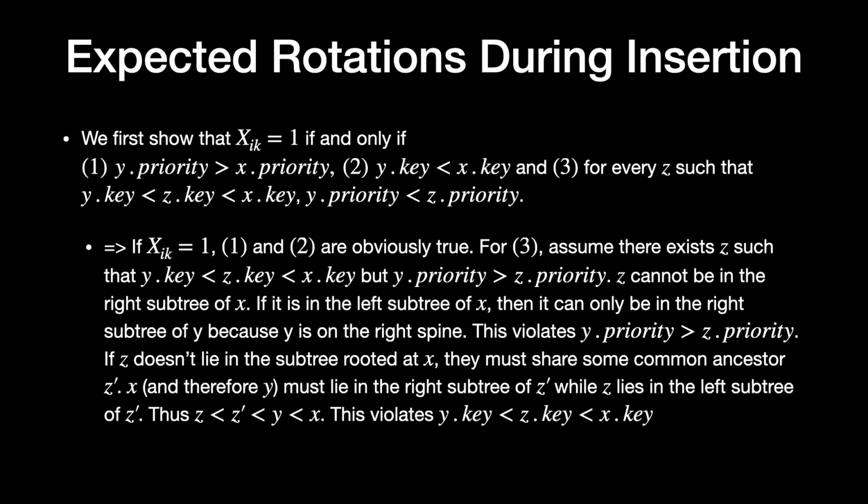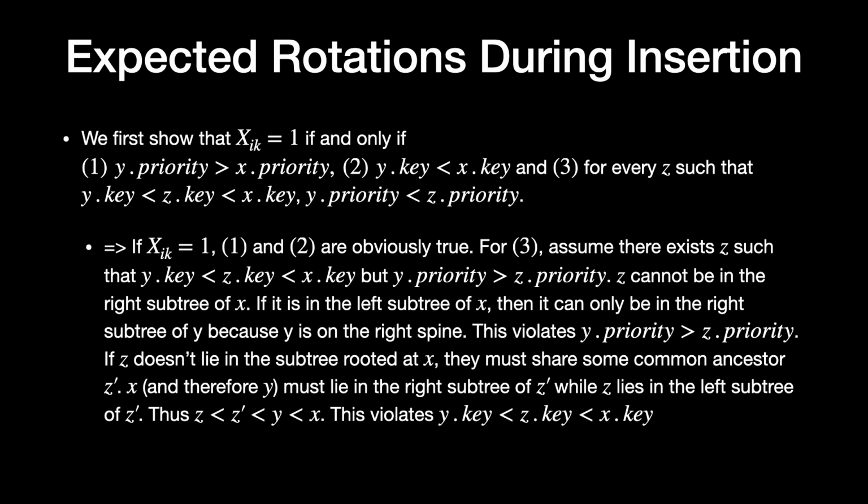Z such that x lies in the right subtree of z prime and z lies in the left subtree of z prime. Now, if x lies in the right subtree of z prime, y must also lie in the right subtree of z prime, since y is in the left subtree of x. Since y lies in the right subtree of z prime, the value of y is greater than the value of z prime. And the value of z is less than the value of z prime, since z lies in the left subtree of z prime.